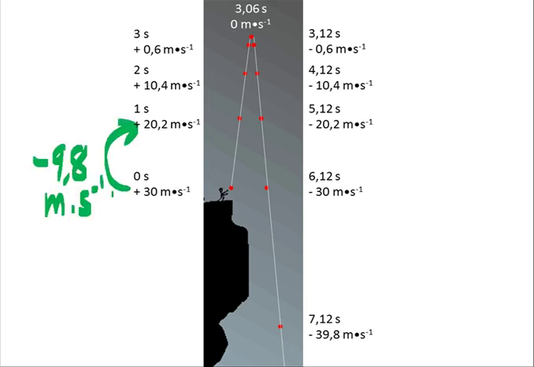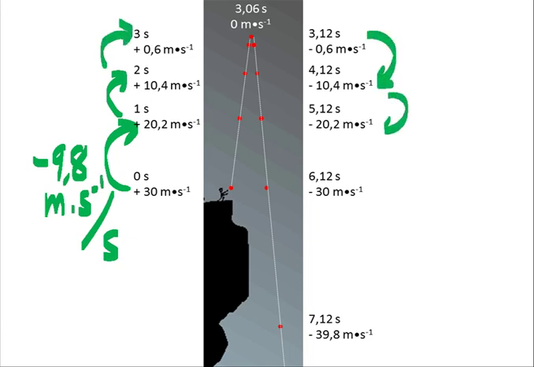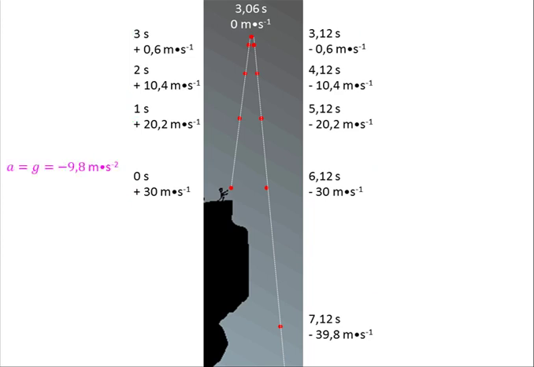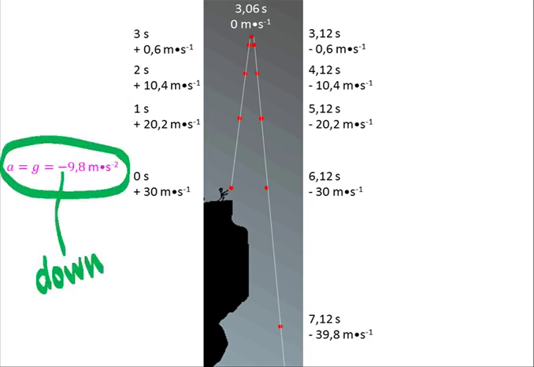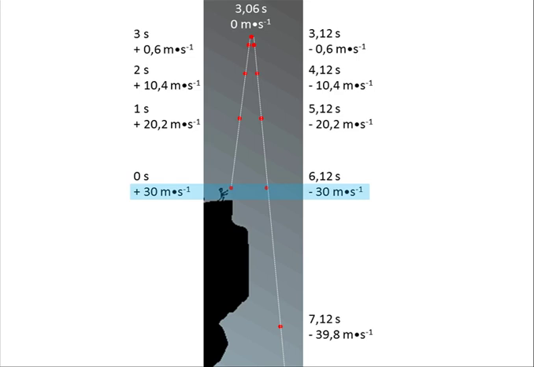Every second, the velocity gets 9,8 meters per second slower as it's going upwards and faster as it's going downward. In other words, the acceleration is always 9,8 meters per second squared downward. And again, we can see at the same height on the ball's upward and downward motion, the velocity magnitude is the same, just the directions are different.